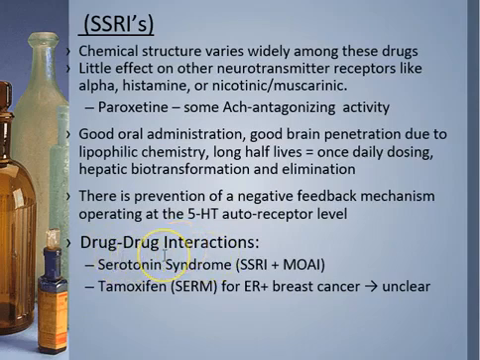We already kind of mentioned serotonin syndrome. This would be evidenced when you see an SSRI combined with another centrally acting drug called monoamine oxidase inhibitors, as well as a few others. Tamoxifen, which is a SERM, selective estrogen receptor modulator, specifically identified for estrogen receptor positive breast cancers, also has a drug-drug interaction with these SSRIs, the mechanism of which is slightly unclear.